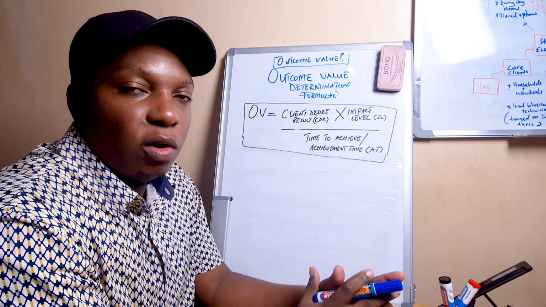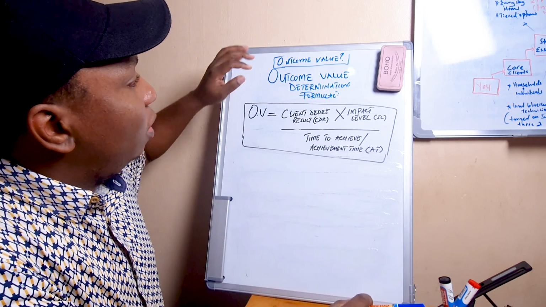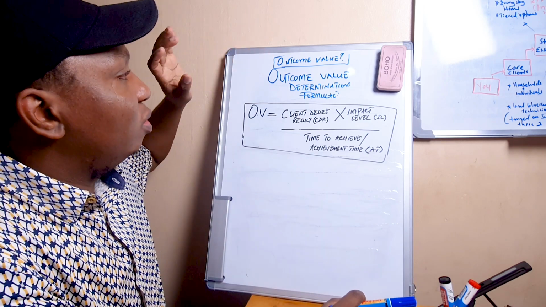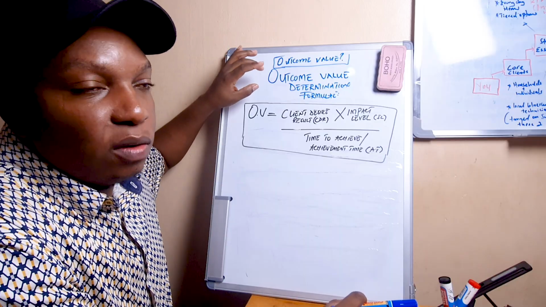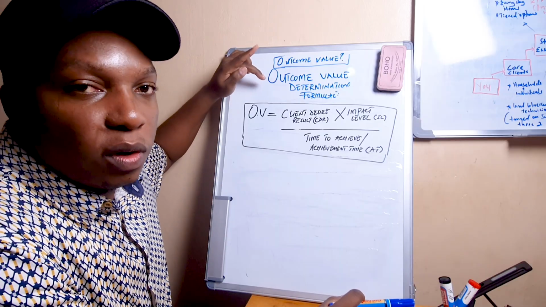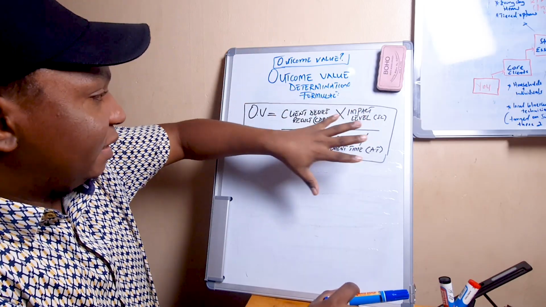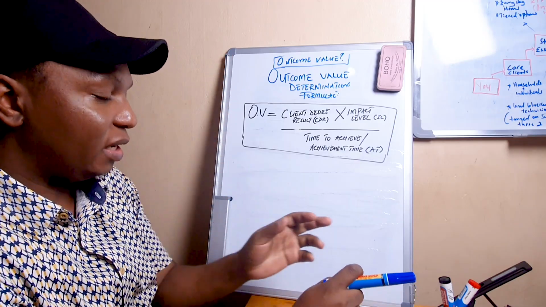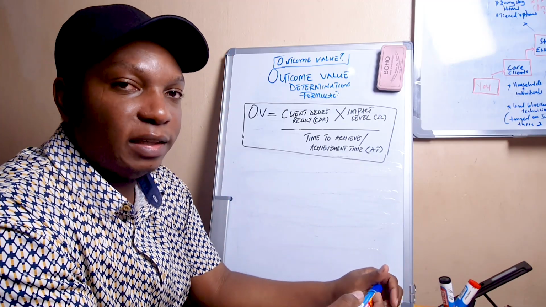So in today's video, we are going to look at three things. We're going to look at what outcome value is. We are going to look at the determination formula of how you can find out your outcome value, which is this. So we'll be getting into details of what that is.